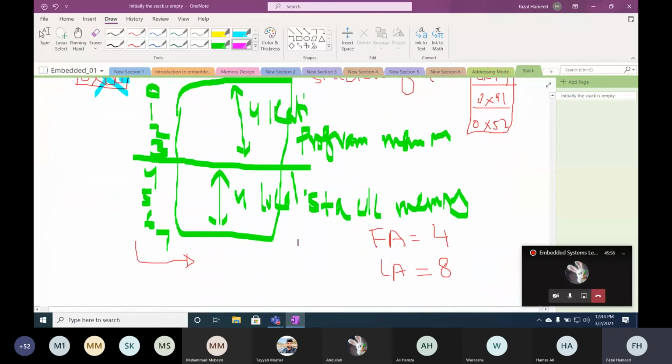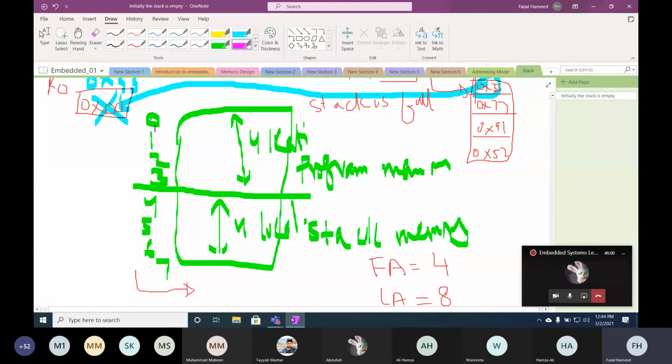So for this particular example, what is the first address of the memory? Can you see in green? 0. Yes. So this is the first address of memory. And what is the first address of the stack? 4. Yes. So the first address of the stack.